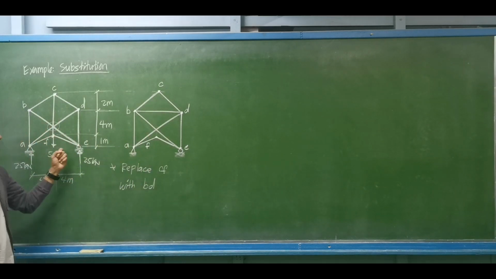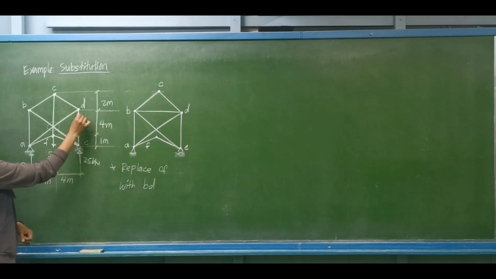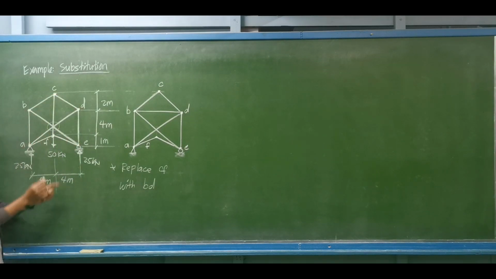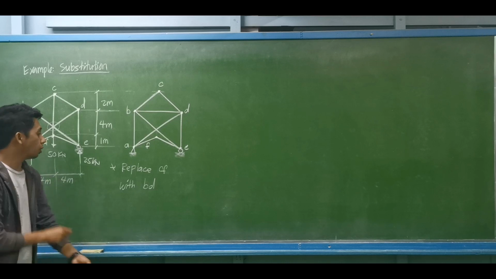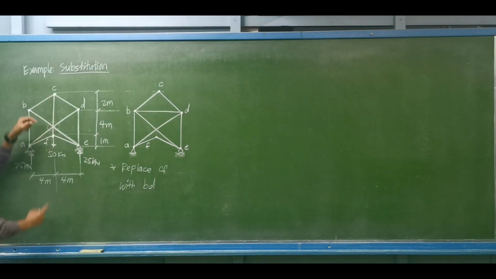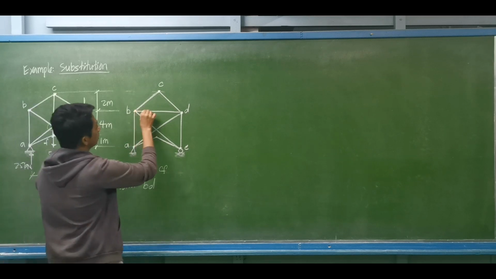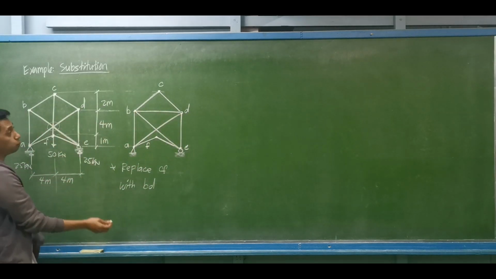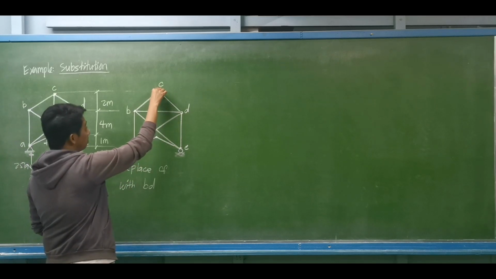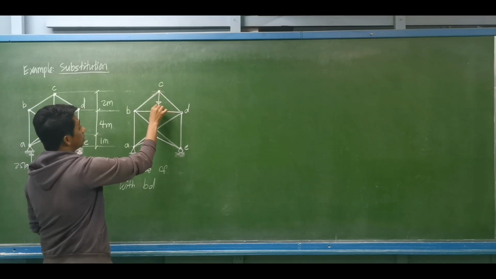As you can see in the original truss, every joint has how many members? In every joint, we have 3 members, so you cannot do the method of joints. So we remove CF and replace it with member BD. Then, after removing CF, we replace that member with a unit load.